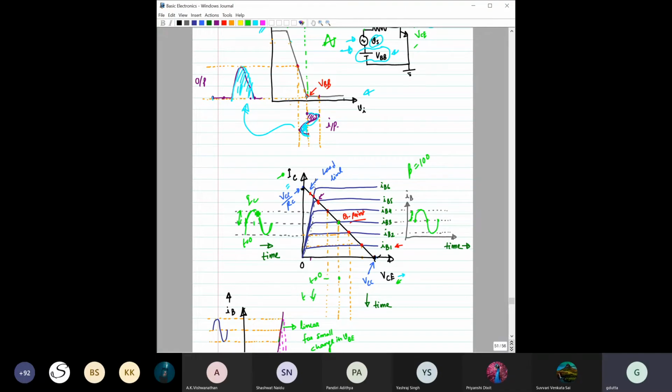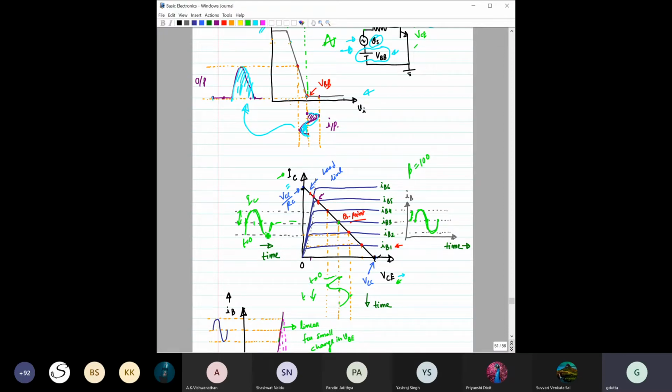Now let us come to this point. This point corresponds to here, then this point corresponds to here, then this point, take a reflection along this line, and it should come here, right? So that way you see the output is like this. Compared to IB, you can see that IB and IC are in the same phase, right?